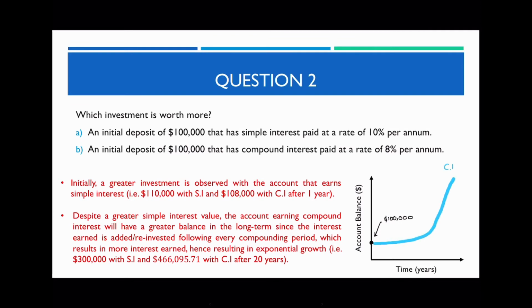$466,095.71. Over here, I'm just going to show you two graphs, and these two graphs show you which account earns more in both the short term and long term. We can see that the green one, which shows simple interest, earns a lot more than compound interest at this particular point in time, because it's got a higher Y value. But notice in the long term that we can see that compound interest earns a lot more than simple interest when the number of years is greater.